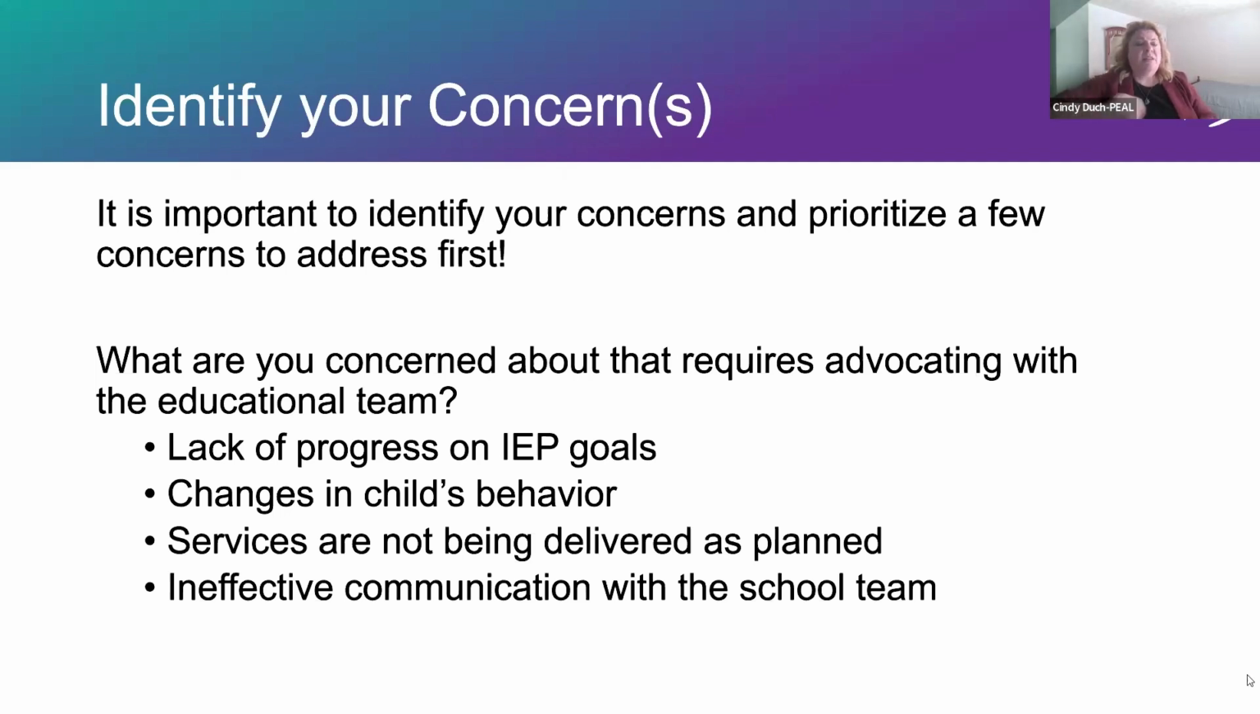Now, some of these are things that come up, I think, most often in the individual assistance that the Peel Center does for families. It could be that lack of progress on goals, changes in the child's behavior, services that aren't being delivered as planned or as noted in the IEP, or ineffective communication with the school team. This is a small list of things that could be issues that you may deal with in school. And of course, there's a host of others.